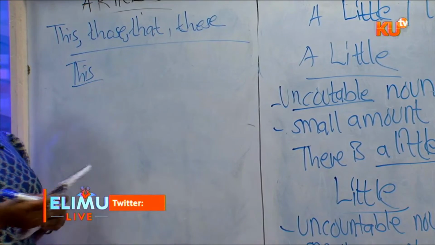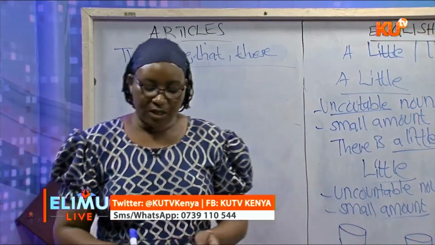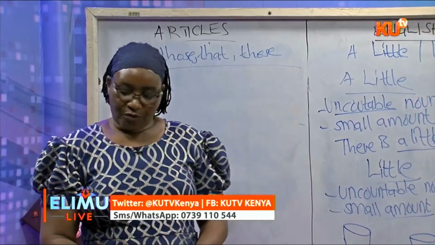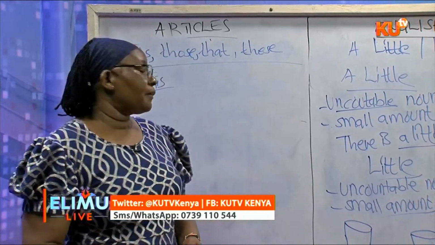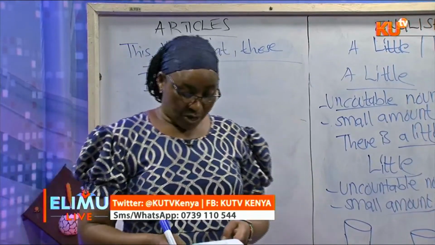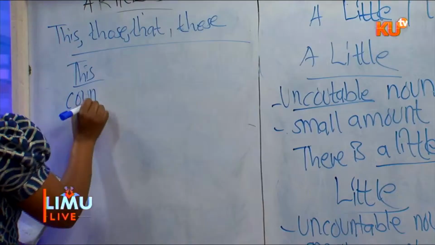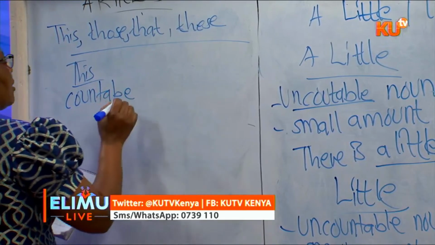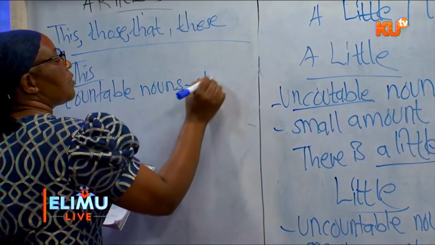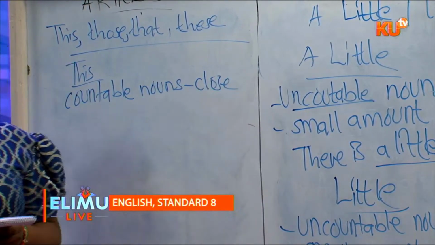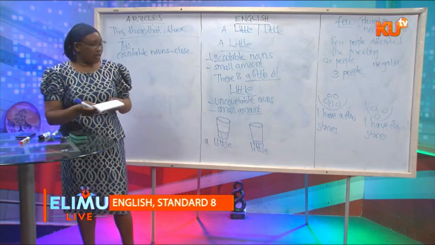Now, the determiner this is used to show something which is very close to you. For example, this is a duster. It is used with countable nouns which are close to the speaker, the person who is talking. So I've said this is a duster. The duster is very close to me.